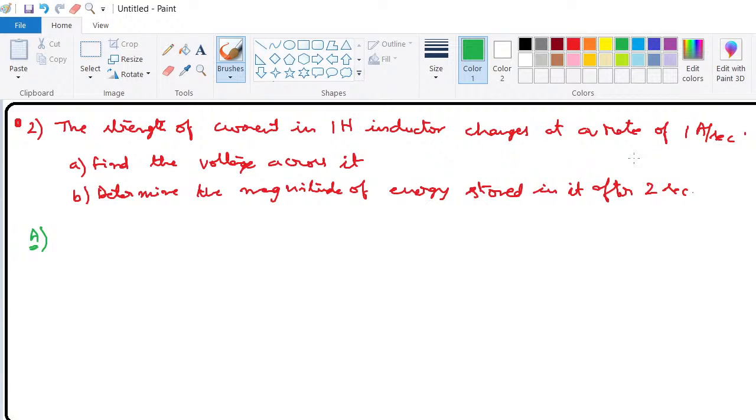Yes, so we know that, according to Ohm's law only, voltage across an inductor is L di by dt. This is the formula. di by dt is the rate of change of current, which is 1 ampere per second. The inductor value is 1, so simply I can write 1 into 1 is equal to 1 volt.